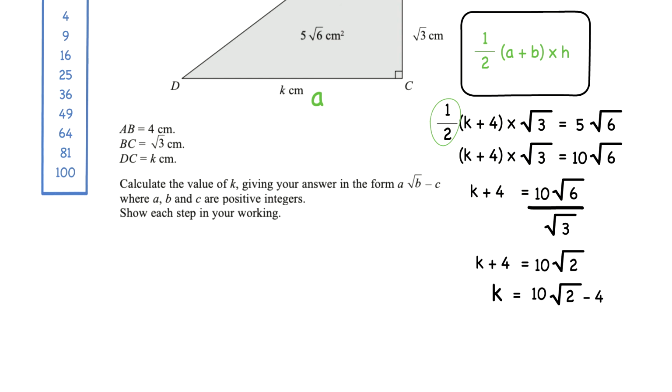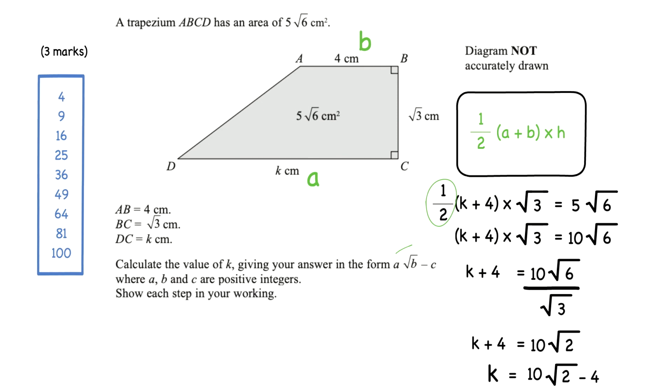Now that we've made k the subject of our equation, we just need to check that it's in the right format for the examiners. They've asked for the format a root b minus c, in which a, b and c are all positive integers. You might be looking at the minus 4 in our answer and thinking that we haven't got all positive integers, but because the format that they want is a root b minus c, our c is a positive 4, just with a minus in front of it.